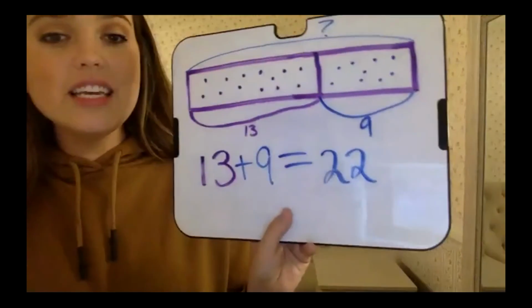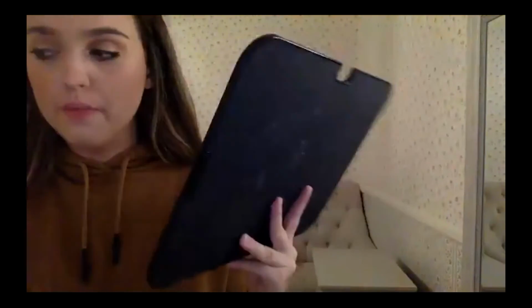So our answer is, oh, that doesn't work too well. And our answer is 22. 13 plus 9 is 22. So those were our first 3 steps. Let's continue on to step 4 and write out our word sentence.